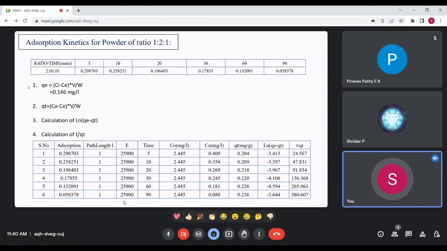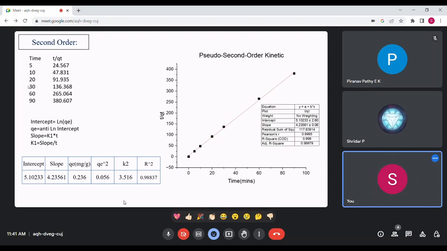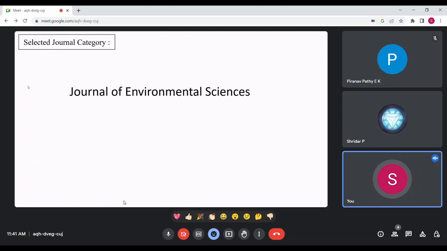We did the same for the best powder ratio of 1:2:1, resulting in chemical adsorption taking place in both pellet and powder. So this is the category where we are going to publish our journal paper.